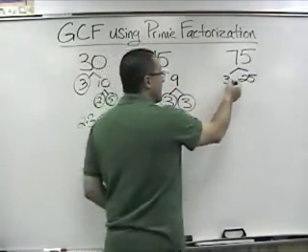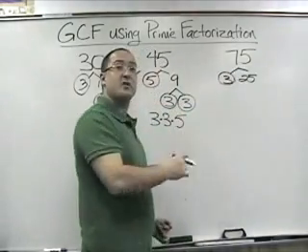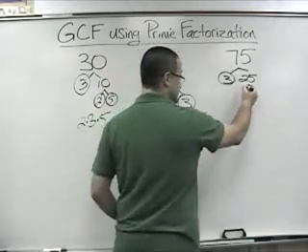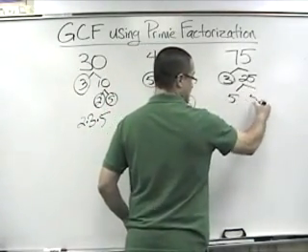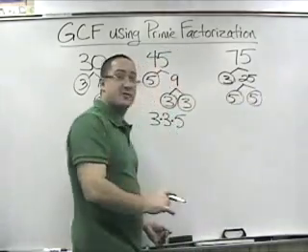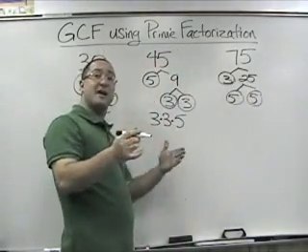75 comes from 3 times 25, and 3 is prime. 25 comes from 5 times 5, and 5 is prime. So 75 comes from 3 times 5 times 5.